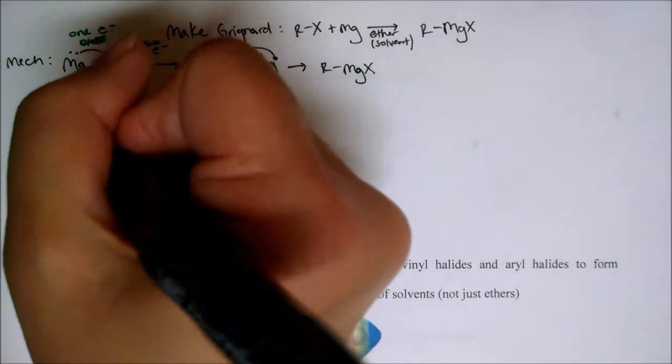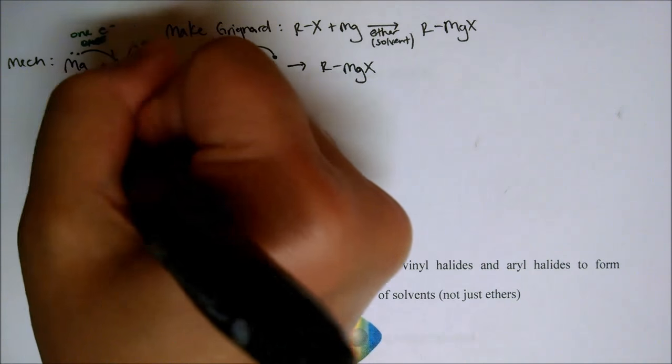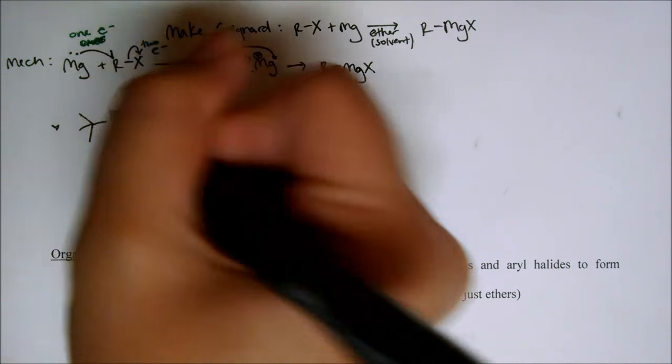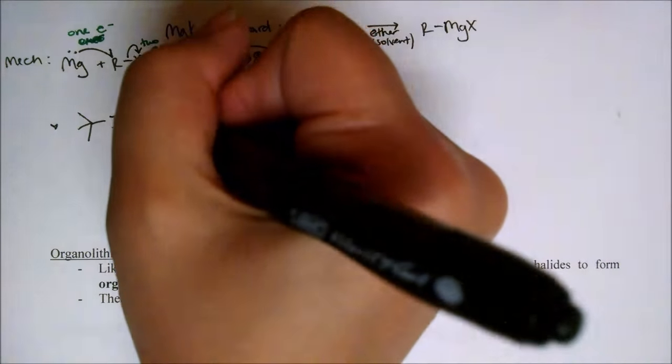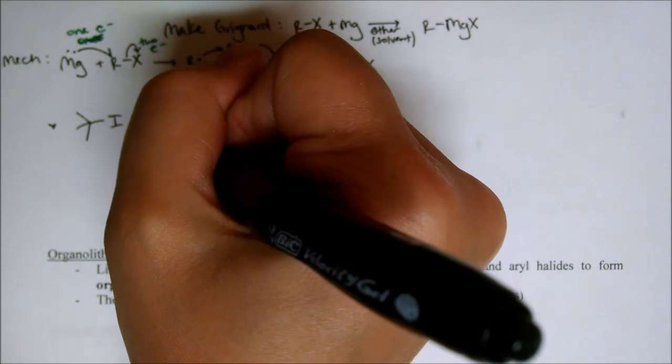So, for an example, of course, you just start with your halide. Again, it really can be pretty much any halide. All you do is throw in magnesium. Yes, you do need some ether, but it's okay if you forget that. And all that happens is that magnesium just inserts itself between the carbon and the halide.